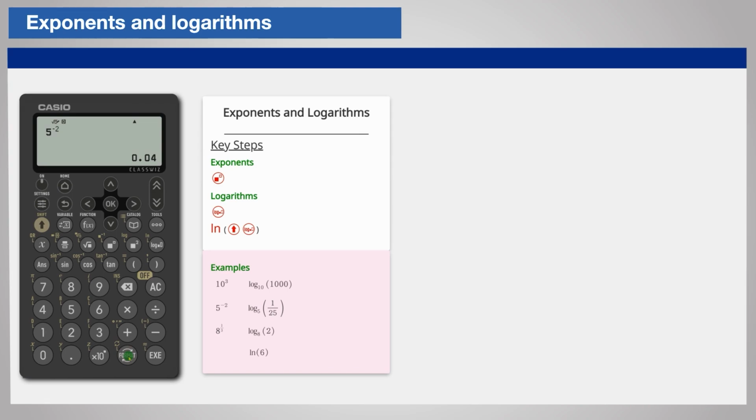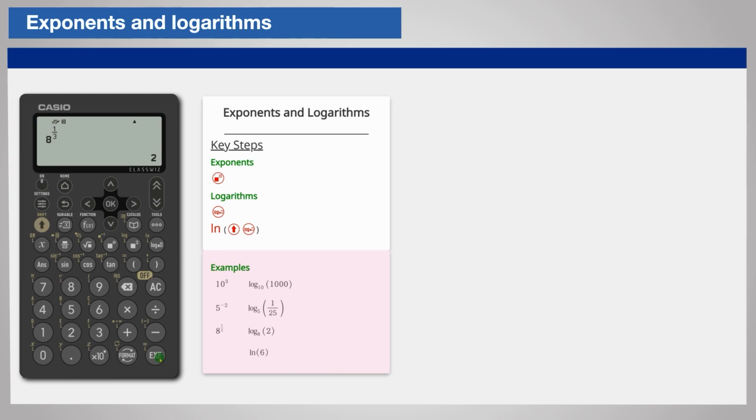You can enter indices in fraction form. To evaluate 8 to the power of 1/3, enter 8, press the exponent key, and then fraction. Now enter your fraction 1/3. Again, press the execute or OK key. 8 to the power of 1/3 is equal to 2.